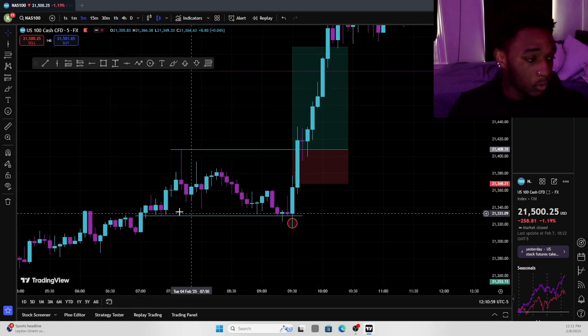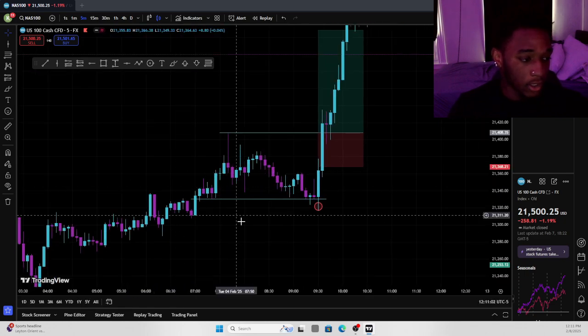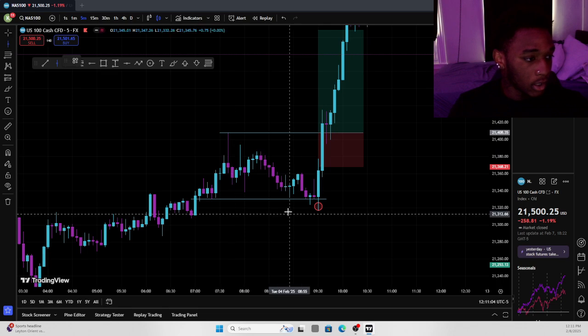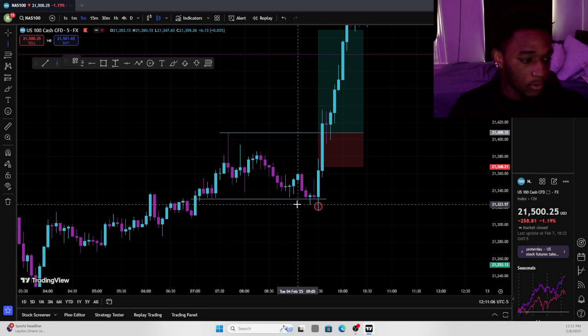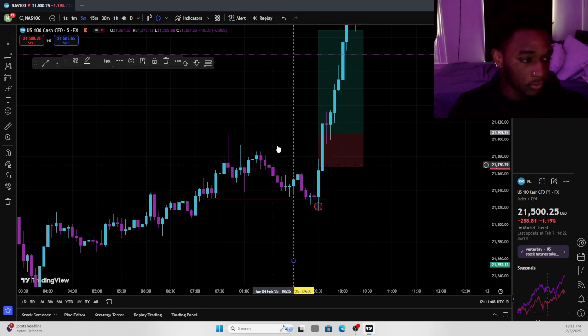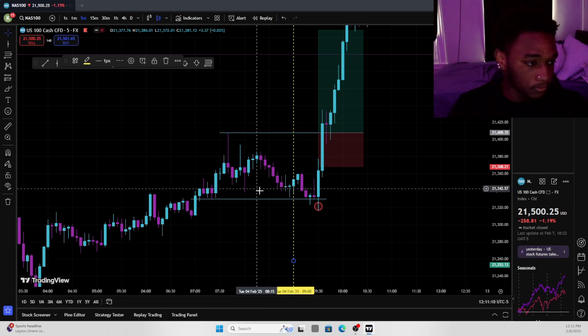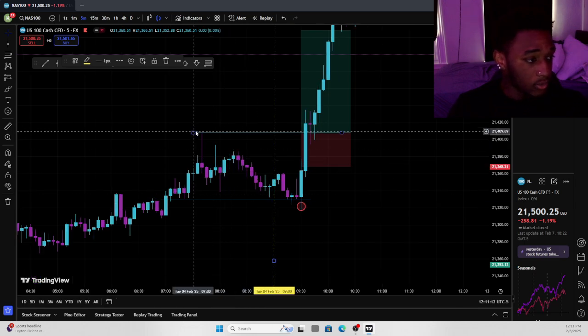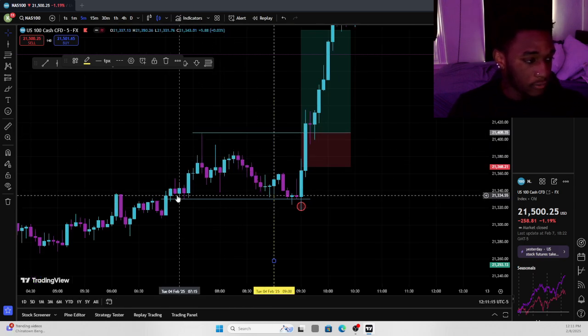So we had our support zone, right? We came in at 9 a.m. So I'm gonna just mark it up again and go over this. We came in at 9 a.m., which would have been right here in this candle, that yellow vertical line. And as you can see, we have highs at this wick and we also have lows right here.